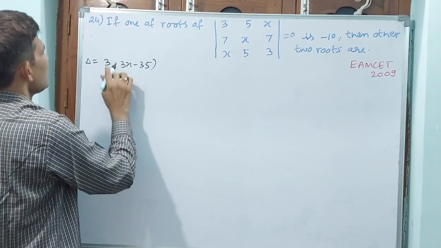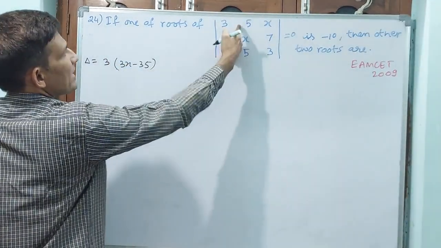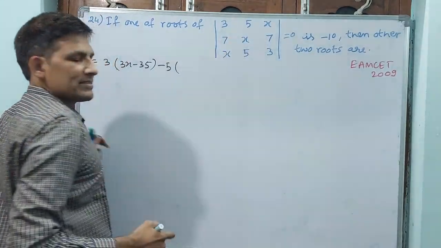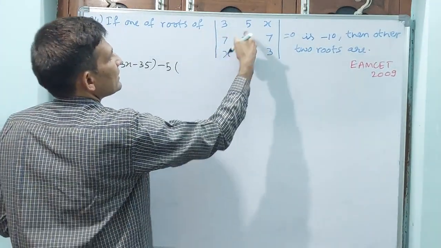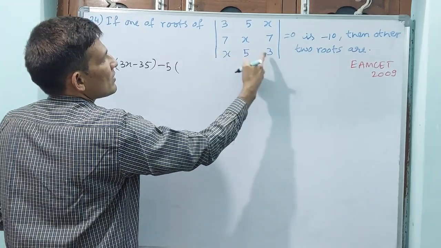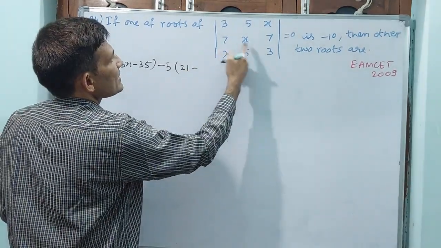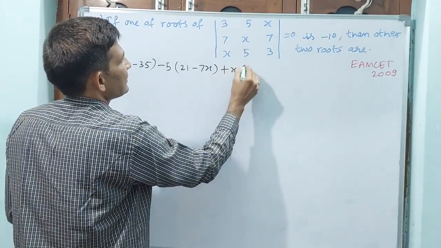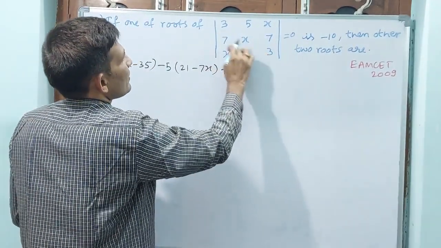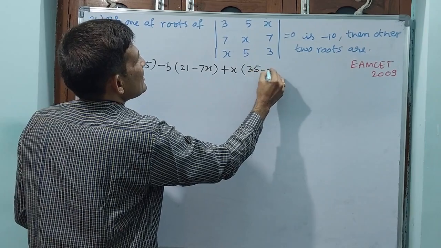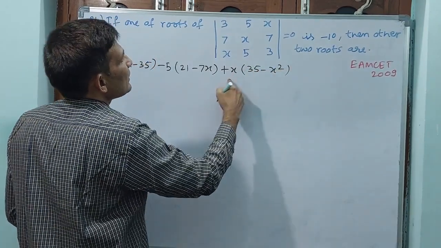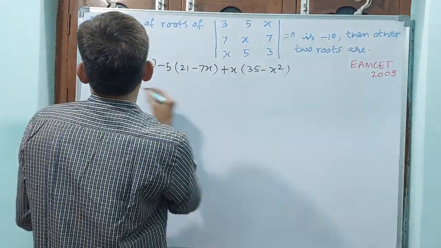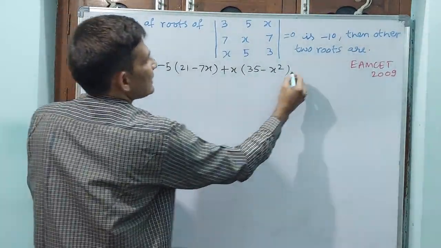Okay, I can keep parenthesis as enough. Minus 5, plus minus plus, that I need not explain again. Now you see 5 into 21 minus 7x plus x into 35 minus x square. See here x cube will come. Now this I am putting equal to 0.